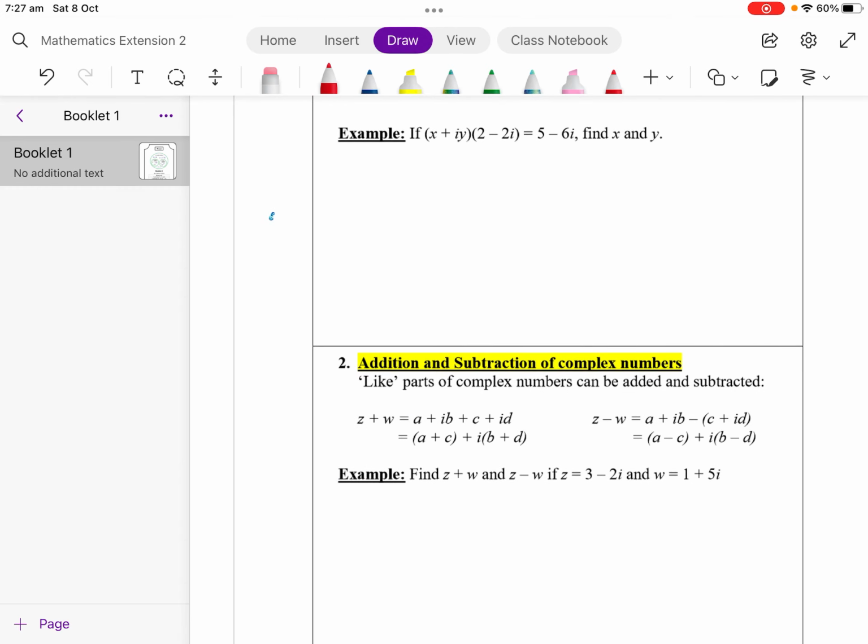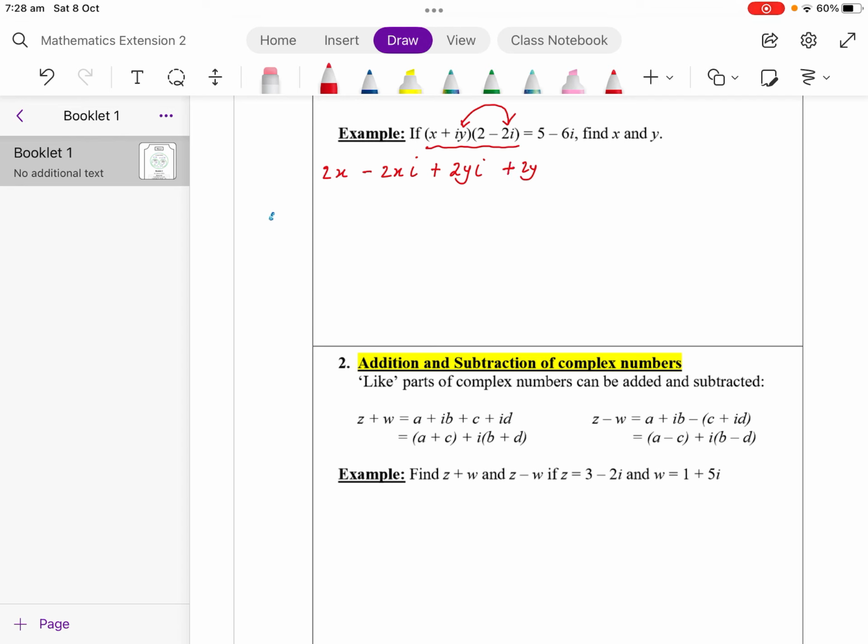So here's an example which tests your understanding of that, and it says (x plus iy) multiplied by (2 minus 2i) equals 5 minus 6i, and we need to solve to find x and y. And the first thing I'm going to do is multiply out that right-hand side of that bracket. So that gives me 2x minus 2xi, and then we've got 2yi. And then hopefully you're getting better at this. When I multiply, we get minus 2y first from the minus 2 and the y, but the i times i is minus 1, so that turns this term positive. And then we've got 5 minus 6i.